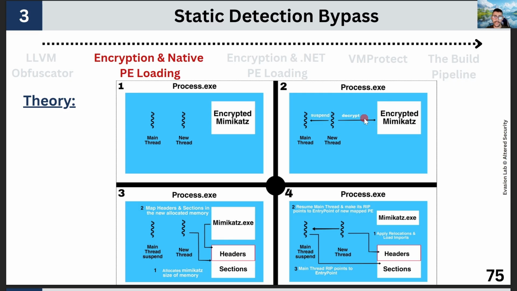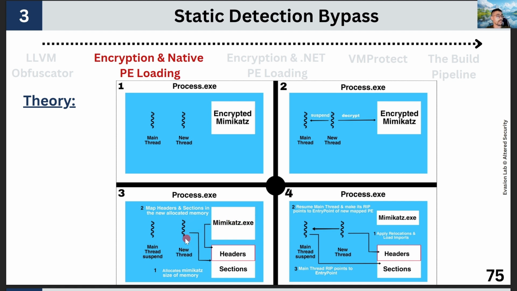In the second stage, the main thread is temporarily paused, meaning suspended, by the newly created thread, and this new thread will decrypt the encrypted Mimikatz using the AES key. The encrypted Mimikatz binary is decrypted in memory, but still not yet mapped for execution. In the third stage, a dedicated memory region is allocated by the newly created thread, and its size is the size of the decrypted Mimikatz.exe.